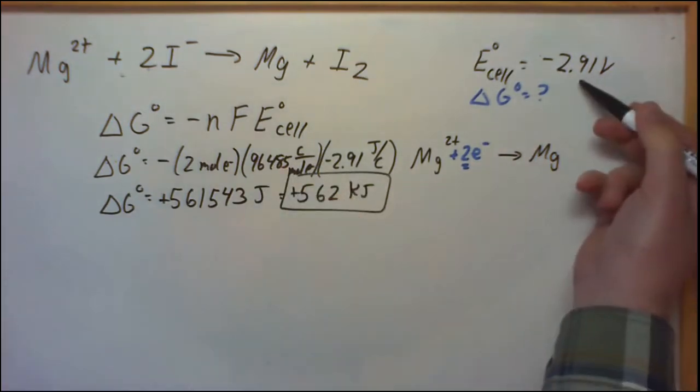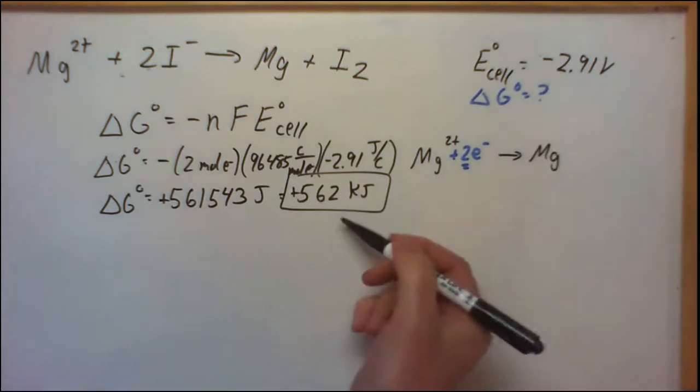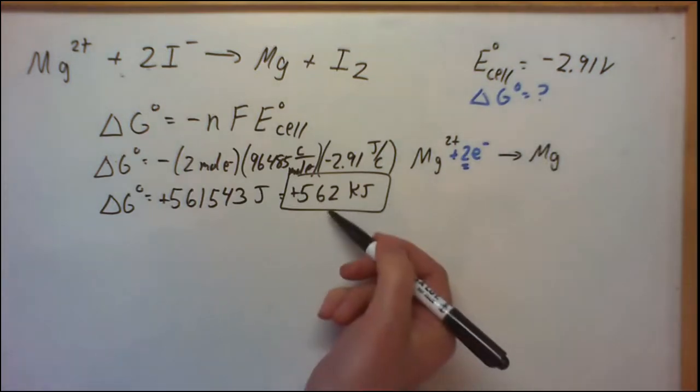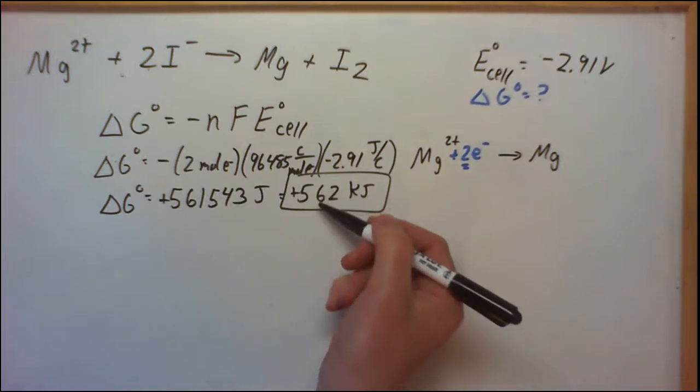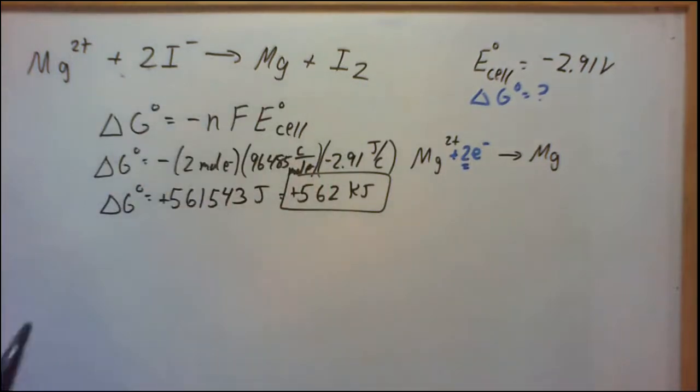So a relatively large negative standard cell potential has the same meaning as a very, very high positive delta G value. Remember that this positive delta G value indicates the minimum amount of energy we have to put into this non-spontaneous process to force it to occur.